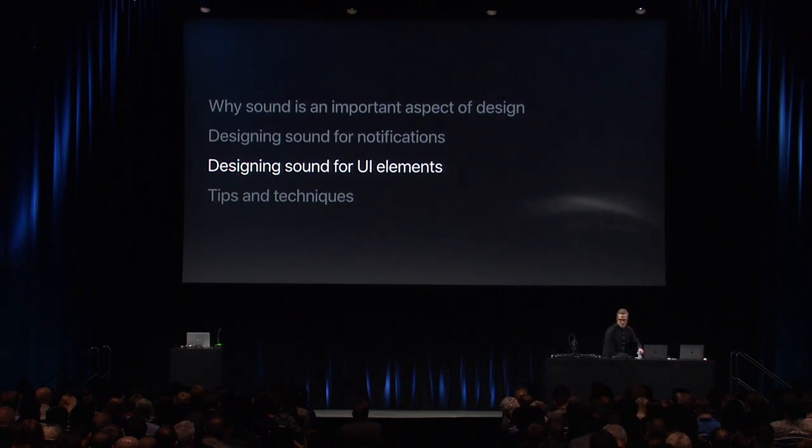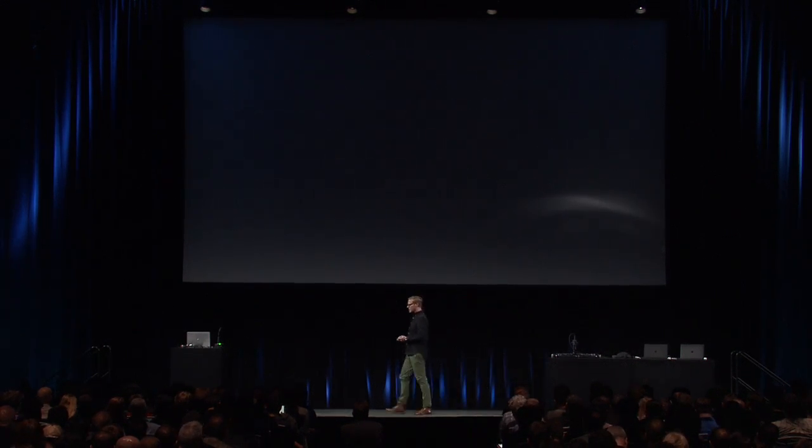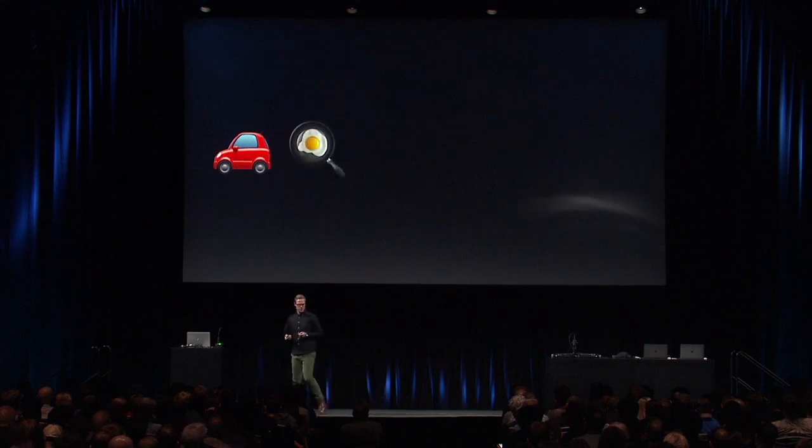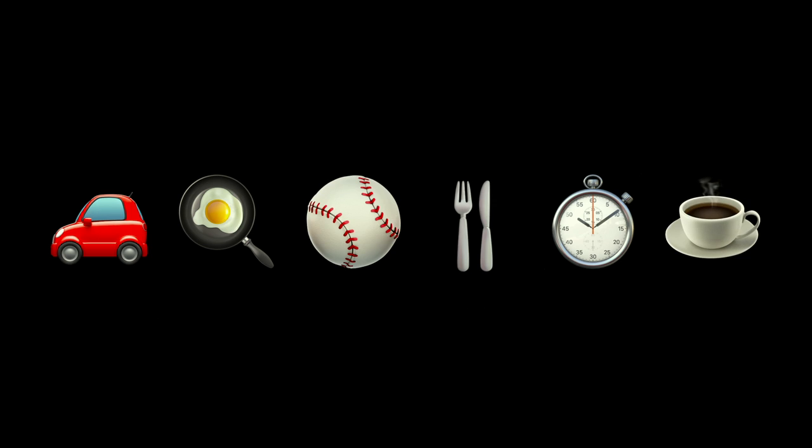Next, let's look at designing sound for UI elements. Now, every object you interact with in the real world makes a sound. So it's very natural to expect that an object you interact with on the screen makes a sound as well. But we definitely don't do this for every interaction. We really try to find the right balance between no sound and too much.